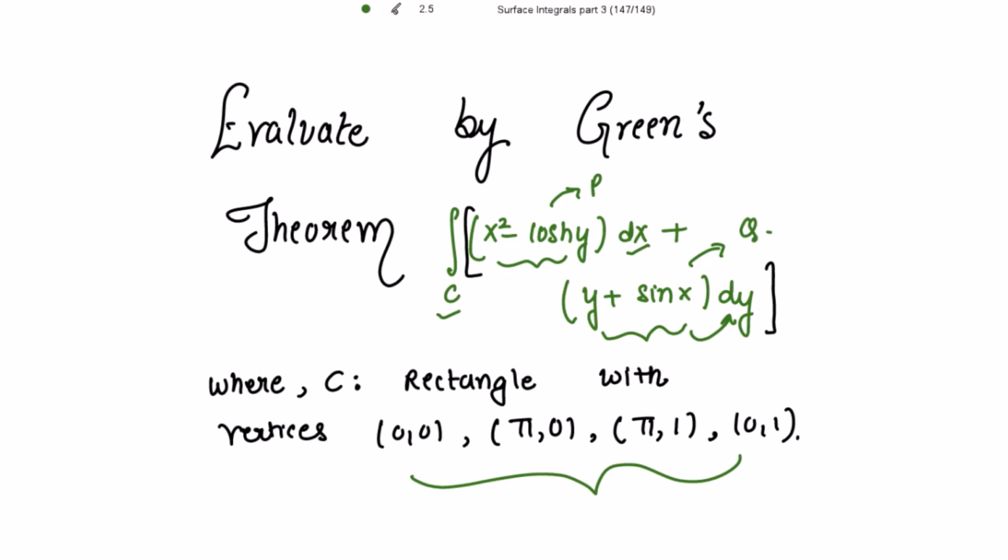Before applying Green's theorem, we have to check whether these P and Q are continuously differentiable or not. Yes, all the trigonometric functions, hyperbolic functions and polynomials are continuous, and also their derivatives exist. So here P and Q are continuously differentiable functions. Let's start with the solution.